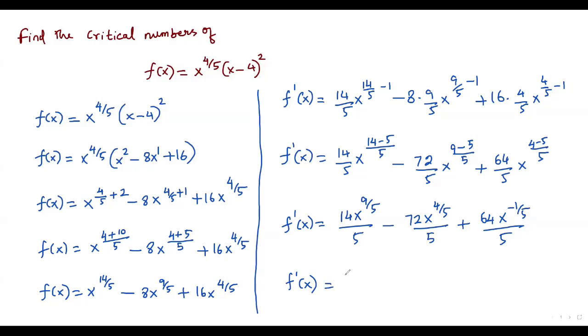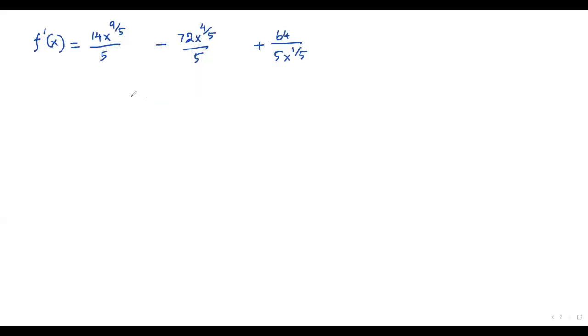Let me continue. 14 times x to the power of 9 over 5, over 5, negative 72 times x to the power of 4 over 5, over 5, positive 64 over... So now I move this term to the denominator, then I'm getting 5 times x to the power of positive 1/5. Since this is moved to the denominator, the negative exponent is changed to positive. Okay, now let me continue on the next page. This is the last step we had on the previous page.